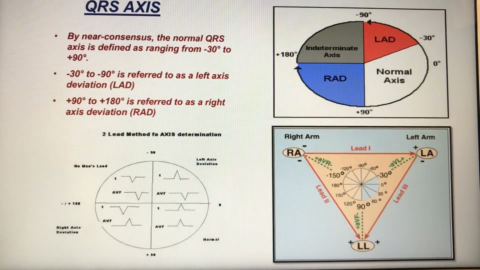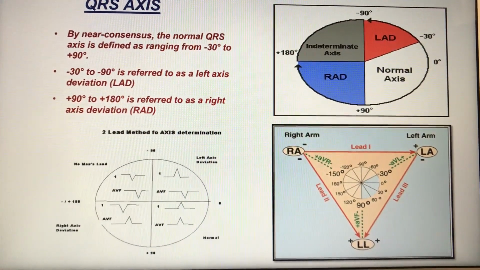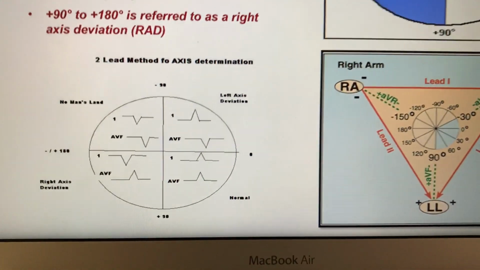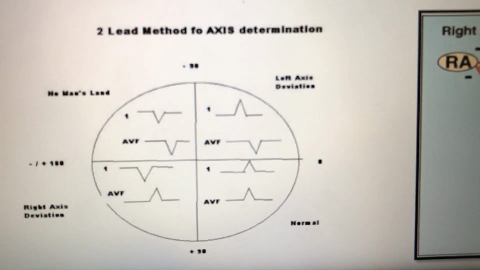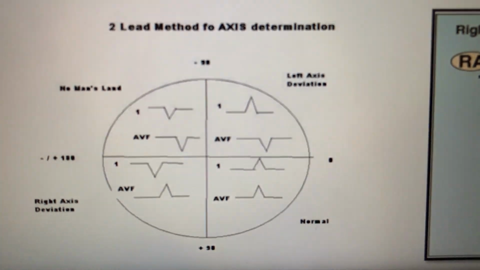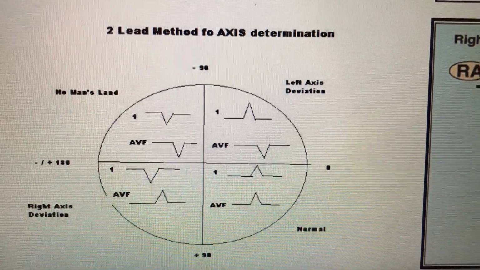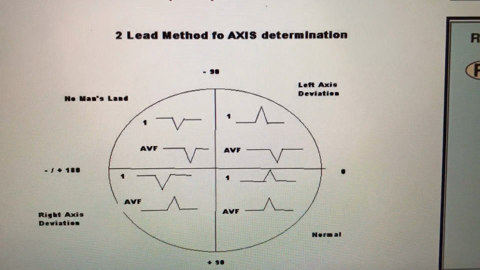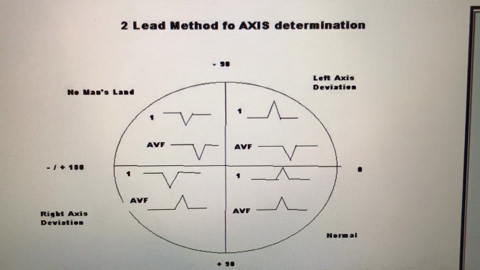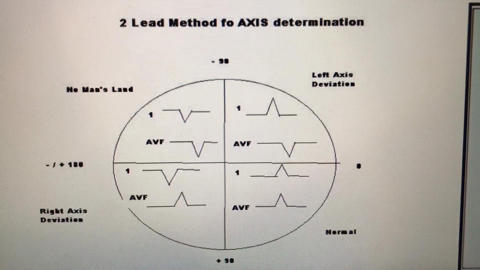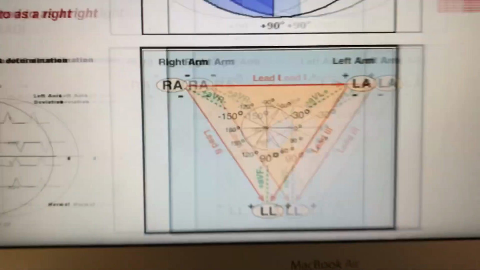We have to look for the QRS, whether it's positively deflected or negatively deflected in lead 1 and lead AVF. So if it is positively deflected in both the lead 1 and AVF, it is normal. If it is positively deflected in lead 1 but negatively deflected in AVF, it is left axis deviation. If it is negatively deflected in lead 1 but positively deflected in AVF, it is right axis deviation.